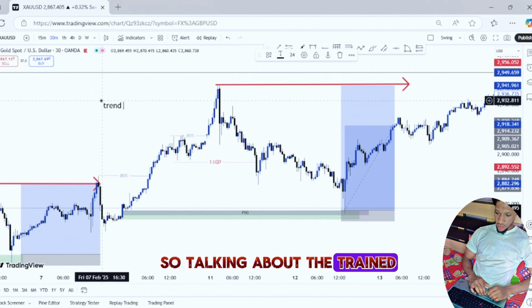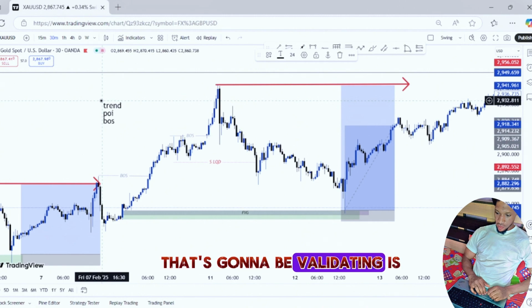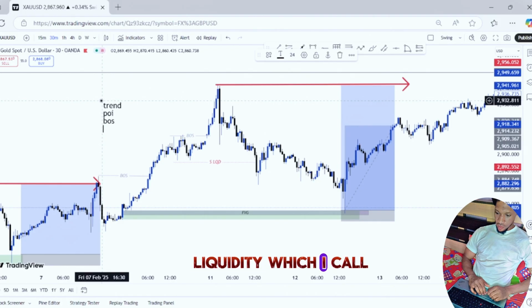So talking about the trend, we're going to be looking if the market is bullish or if the market is bearish. Next thing that we're going to be pointing out is our point of interest. Since we understood that the market is buying, where are we going to be buying the market alongside the big players? This is what I call my point of interest. And next thing I'm going to be looking out for is break of market structure, BOS. And the last thing that's going to be validating our trade setup is our structural liquidity, which I call SLQD. So having these in check, you can be able to trade the market profitably using my hybrid system.